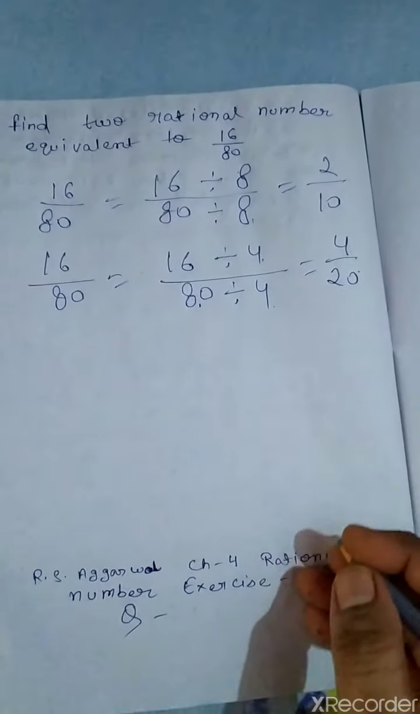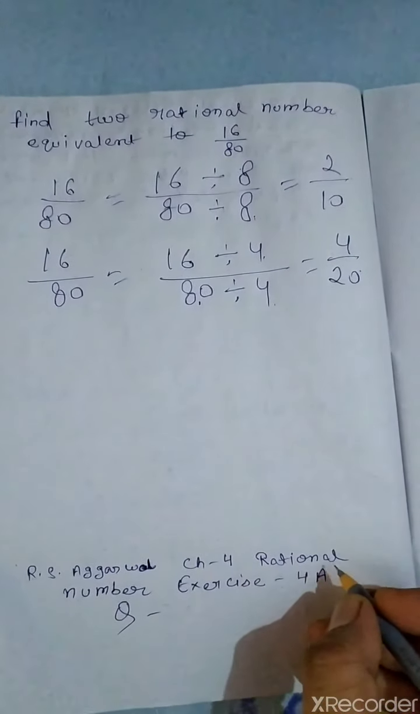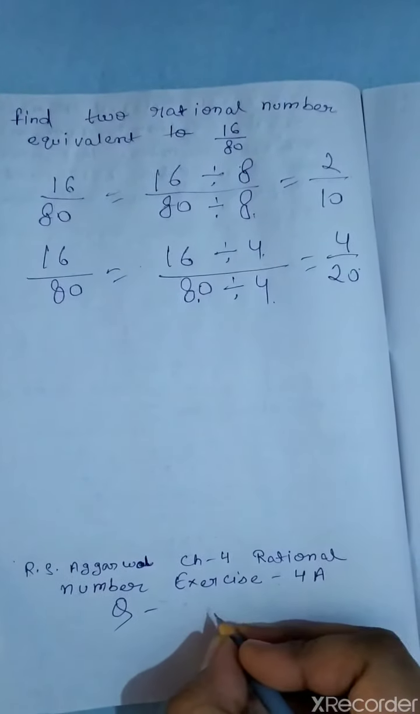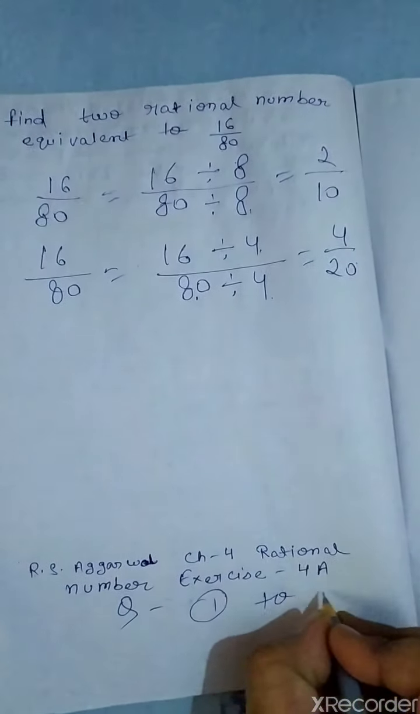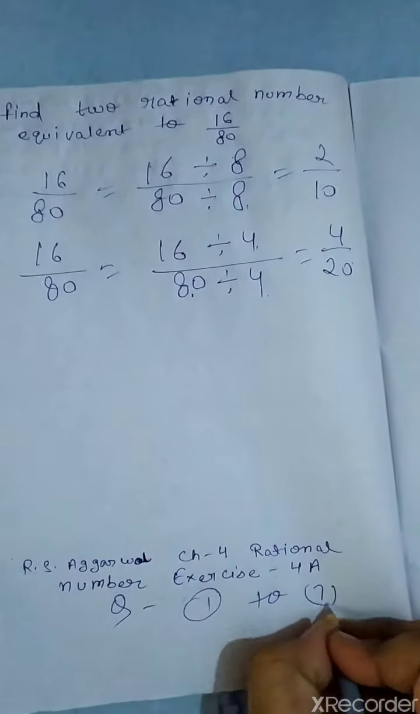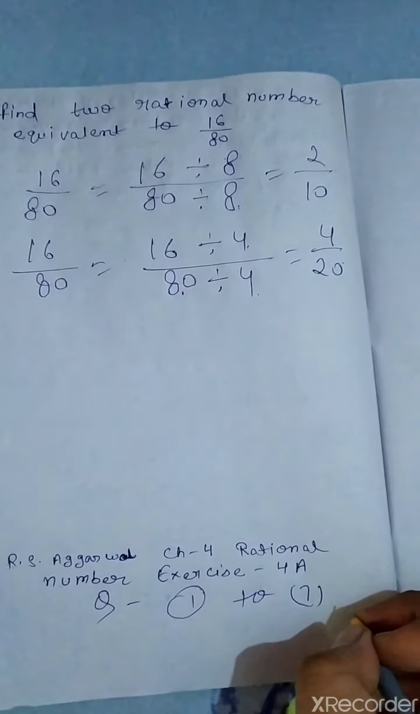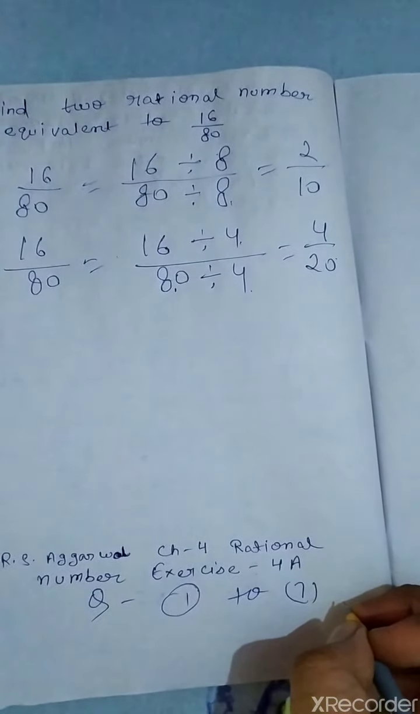Now you can do this homework. Chapter number 4, rational numbers, exercise 4A, question numbers 1 to 7, and learn the definitions of the terms given on pages 54 and 55.